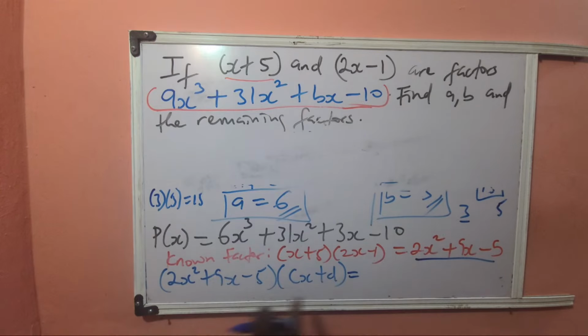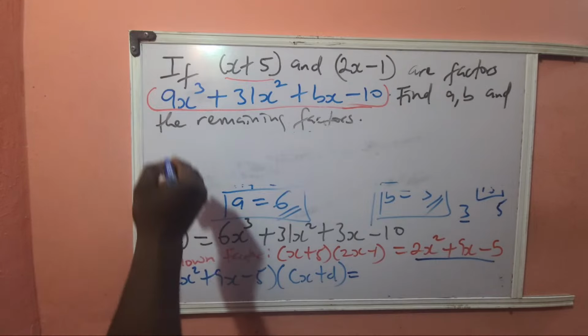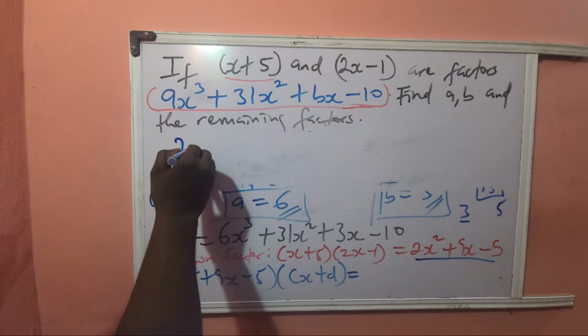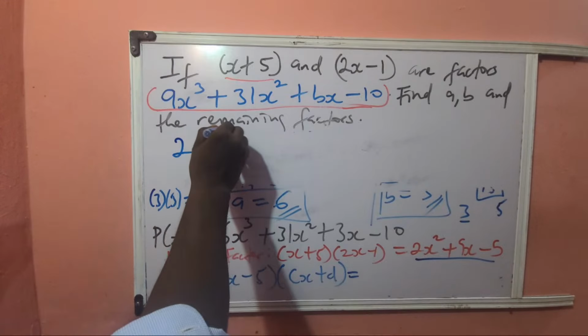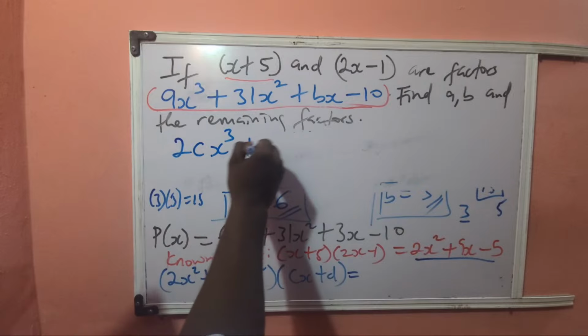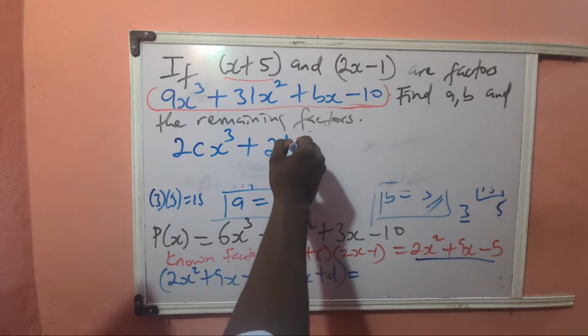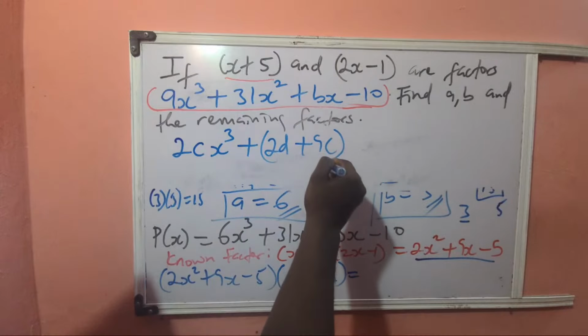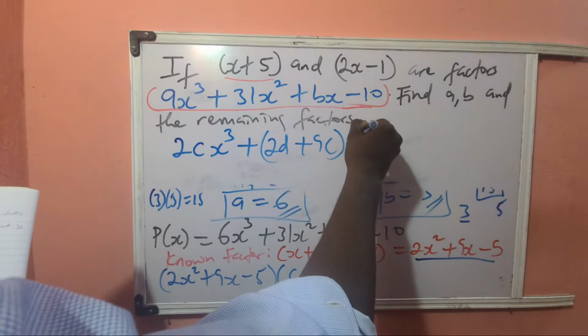So if you expand these two things on your own, this is what you're going to get. You're going to get 2c x cubed plus 2d plus 9c. This is after we have categorized and classified them based on the power of the unknown.